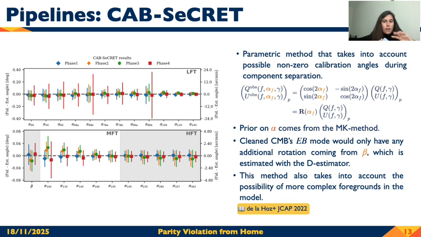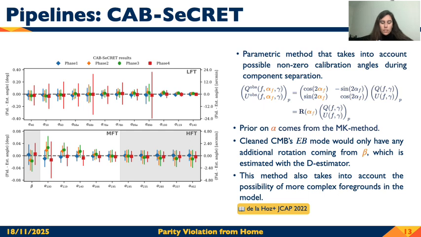Now for CAP-SIGRET and the next method, the J23 method, both are Bayesian parametric methods that include in their model that all the frequency channels might be subject to a rotation due to non-perfect calibration angles. The main difference is where the prior comes from. In this case, the prior comes from the estimate from the previous method. So the Minami-Komatsu method provides estimates of the alpha parameters and also a covariance matrix with the uncertainty of those parameters. And we can use those as Gaussian priors during the component separation step to obtain a clean CMB map that, if it has additional rotation, it comes from a beta angle.